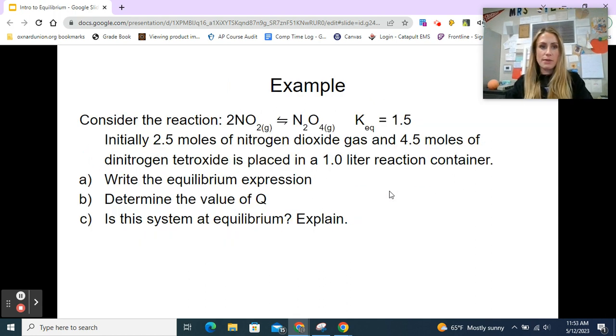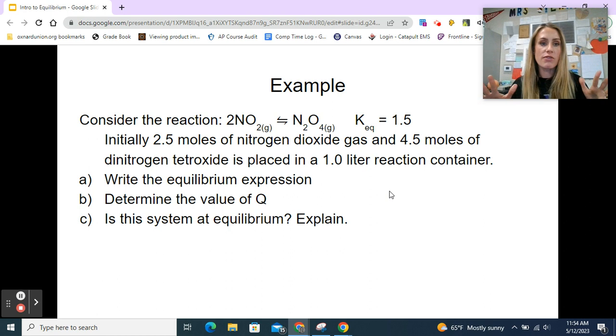So let's do a couple examples here. We have this reaction here. 2 nitrogen dioxides react to form dinitrogen tetroxide. Initially, 2.5 moles of nitrogen dioxide gas and 4.5 moles of dinitrogen tetroxide is placed in a 1 liter reaction container. I want the equilibrium expression, determine the value of Q, and is the system at equilibrium.